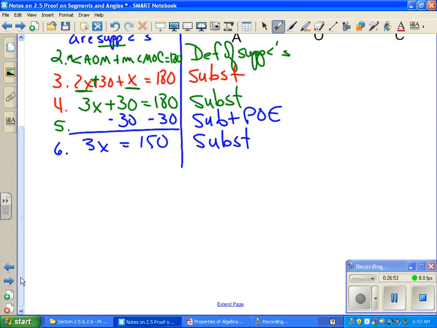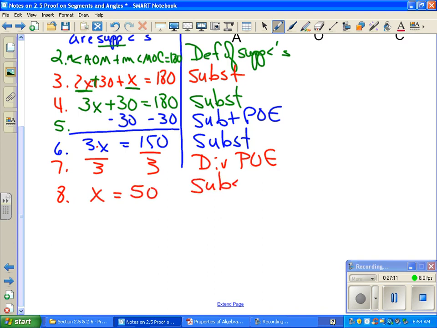So now, since I only see multiplying here between the 3 and the x, I'm going to divide by 3 in step 7. Division property of equality, and actually physically divide it out and put the answer in. 150 divided by 3 is 50, and I have substituted.